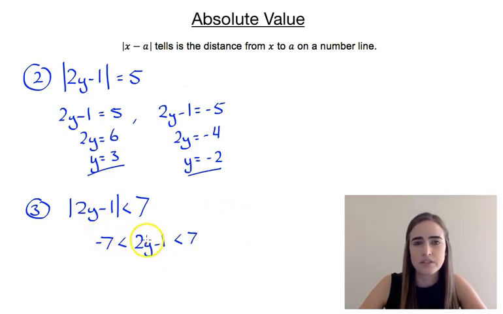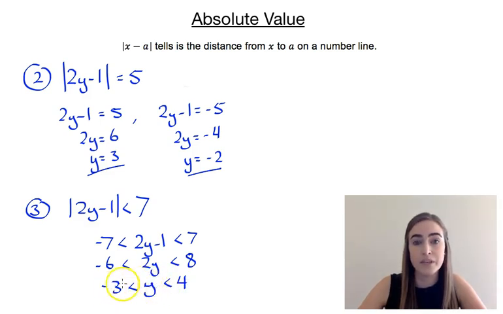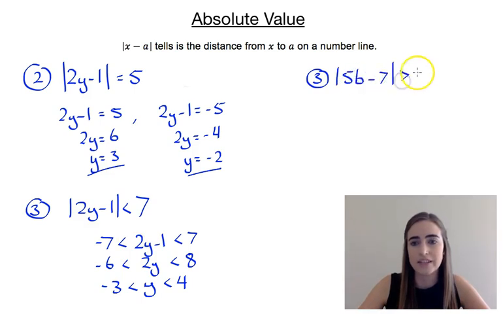So now we're going to solve this all together. So we're going to add 1 to all three things. So we'd end up with minus 6 is less than 2y is less than 8. And then we're going to go through and divide everything by 2. So we'll end up with minus 3 is less than y is less than 4. So any value of y that's bigger than minus 3, but it also has to be less than 4, will satisfy that inequality.